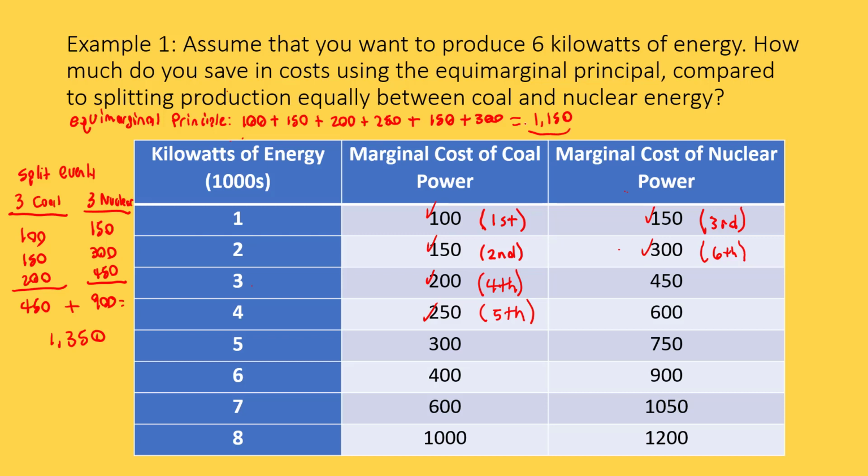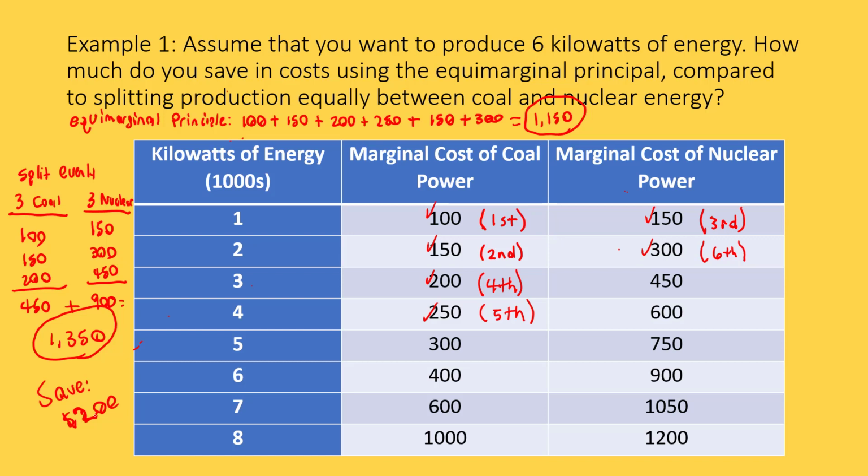So how much do you save by using the equal marginal principle compared to splitting them evenly? With the equal marginal principle, it's 1,150, right? With the split evenly, it's 1,350. So you would save, in this case, $200. So I was getting sloppy there, right? By using the equal marginal principle. Right now, again, that's one way that you can do it.